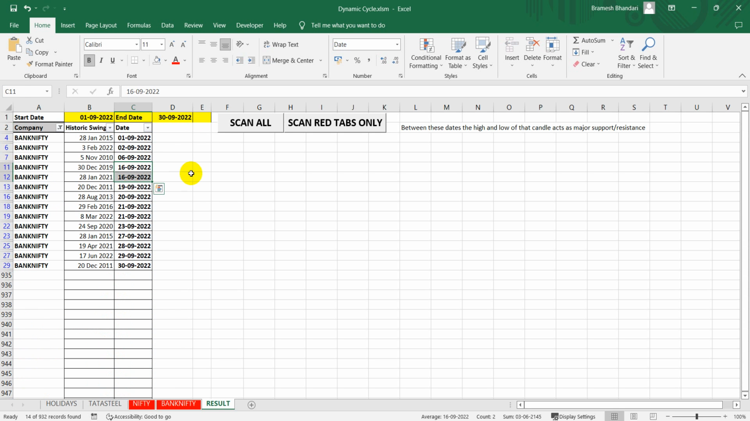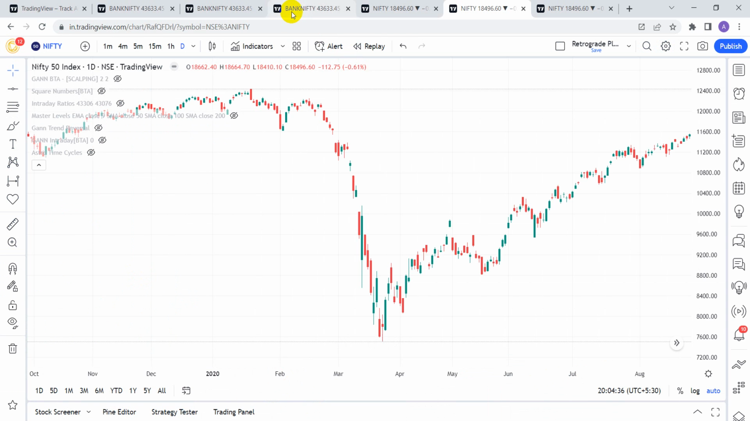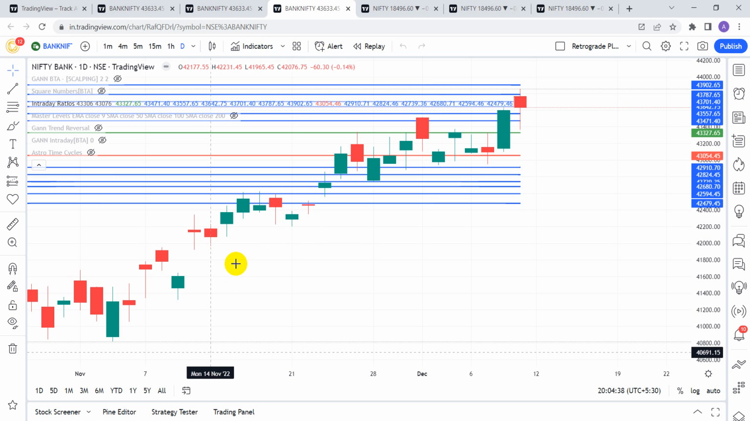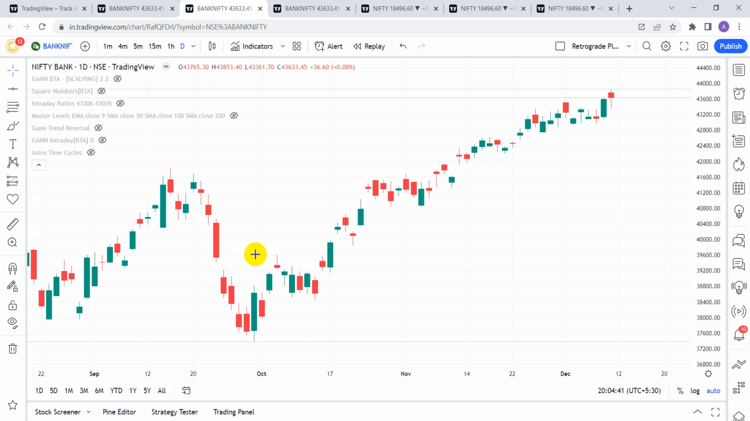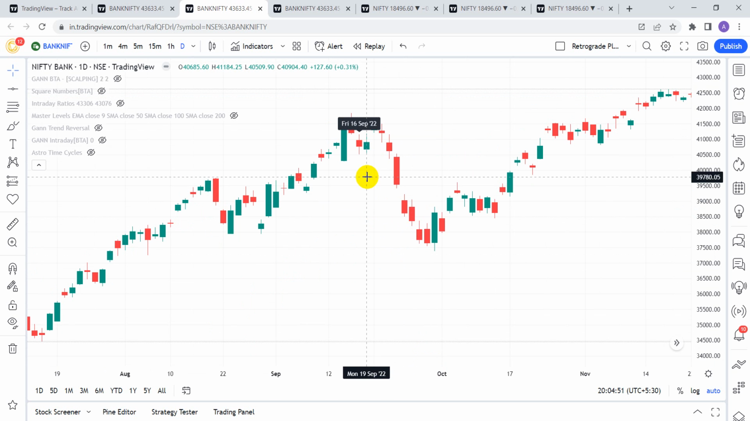Now, mind you, it's not a holy grail. You won't get a turning point every time. There will be whipsaws, and we need to get comfortable with it. So let's quickly check what happened on 16 September 2022. I'll put here 09 and 16th. 16 September 2022 was this date.